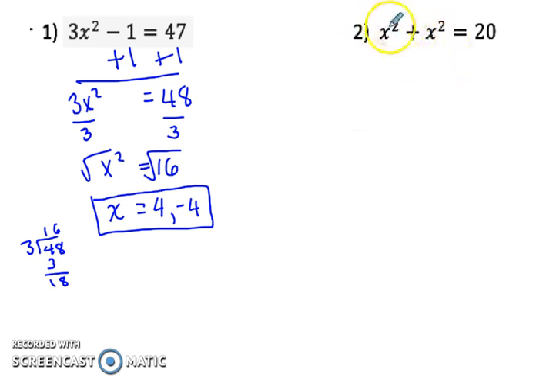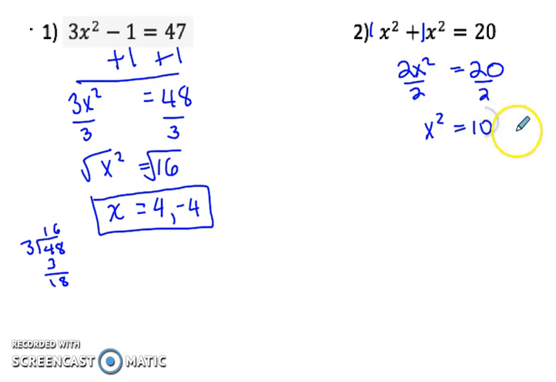All right, on number 2. x squared plus x squared equals 20. Well, let's simplify this part first. x squared plus x squared, well, really it's 1x squared plus 1x squared. That gives me 2x squared. So let's definitely simplify that first. Then we see, okay, we can divide by 2 on both sides. So I get that x squared is equal to 10. I take the square root of both sides. And so I get x by itself.